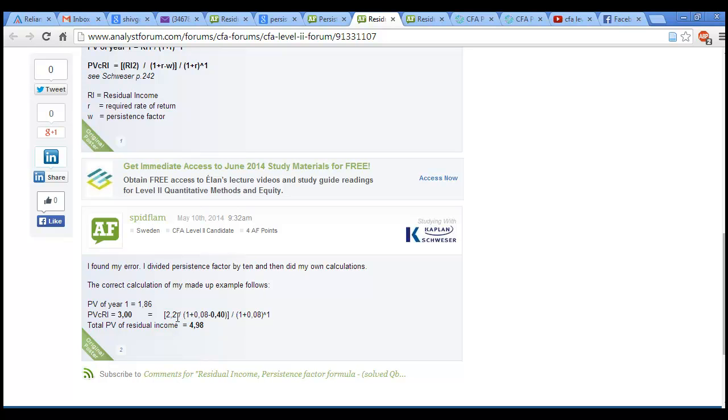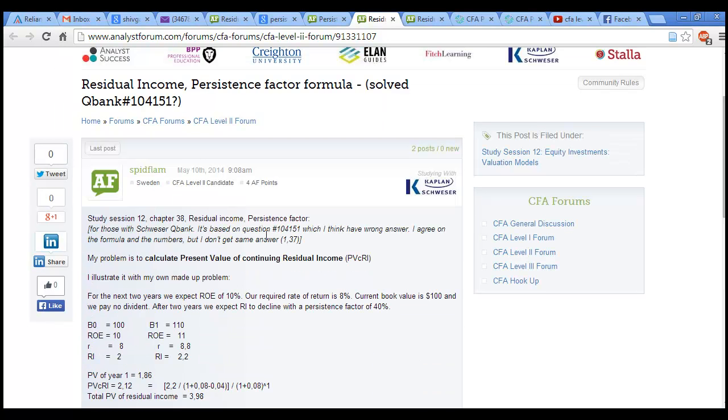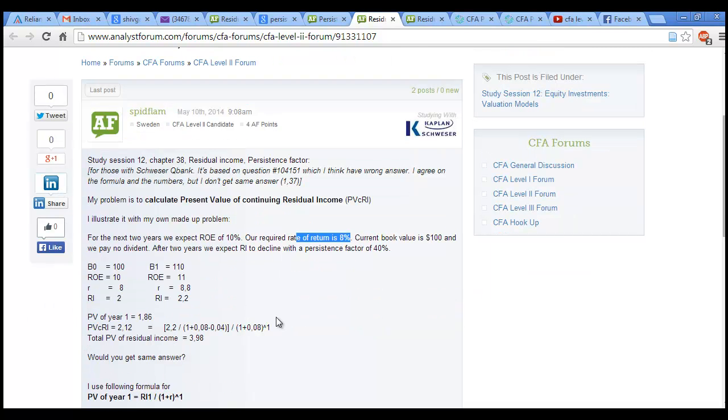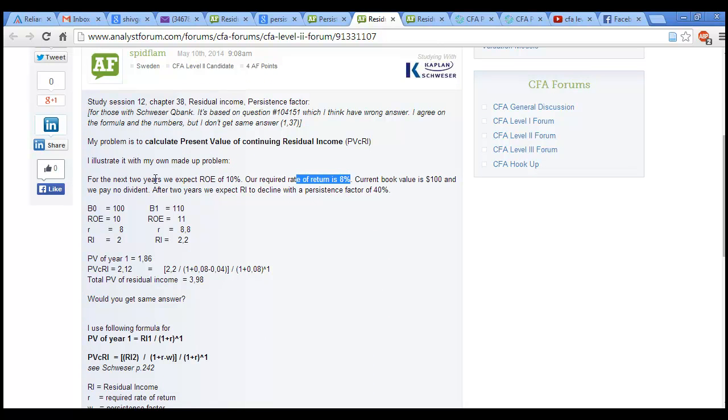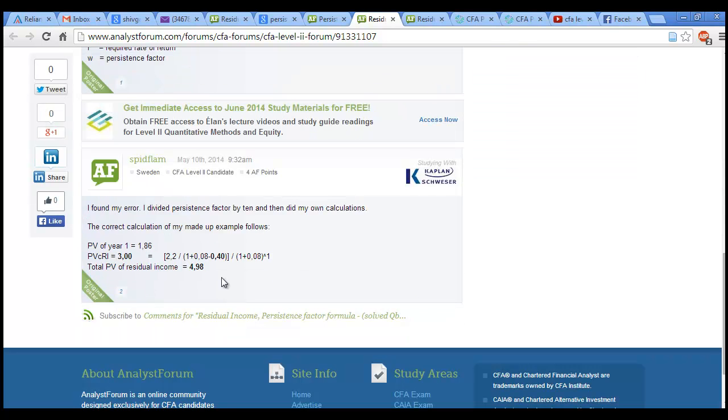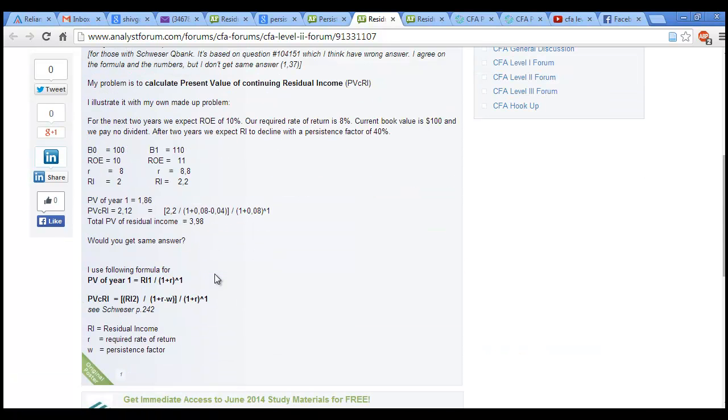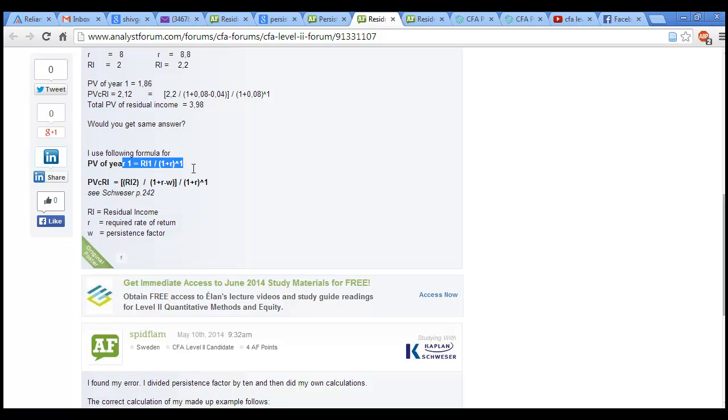So what you are actually doing is looking at the rate. Required rate of return is 8%. For the next 2 years, ROE, return on equity, is 10%. We have already used that. Now from this 8%, you subtract 0.4, and then you have to bring this back to today's date. So this 2.2 is the income that you will have at the third year. You bring it down to the second year, and then bring it 1 year back, so that the present value is 4.98. So the present value of the first year would be this.